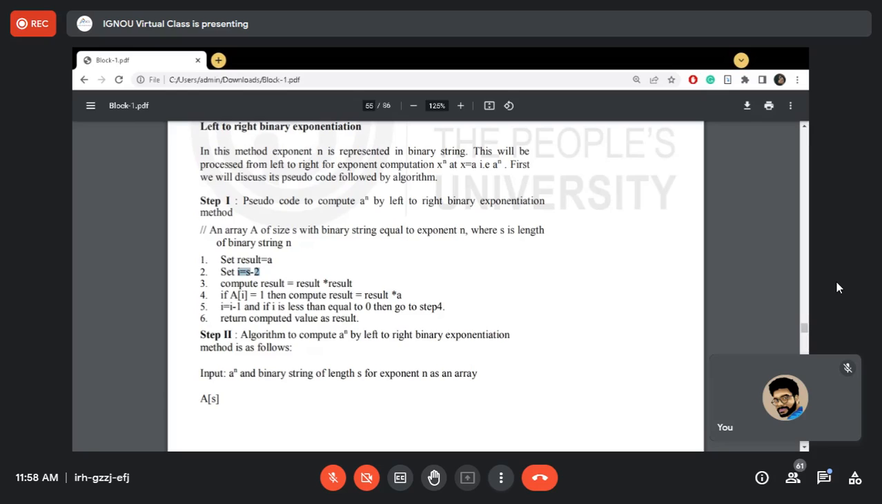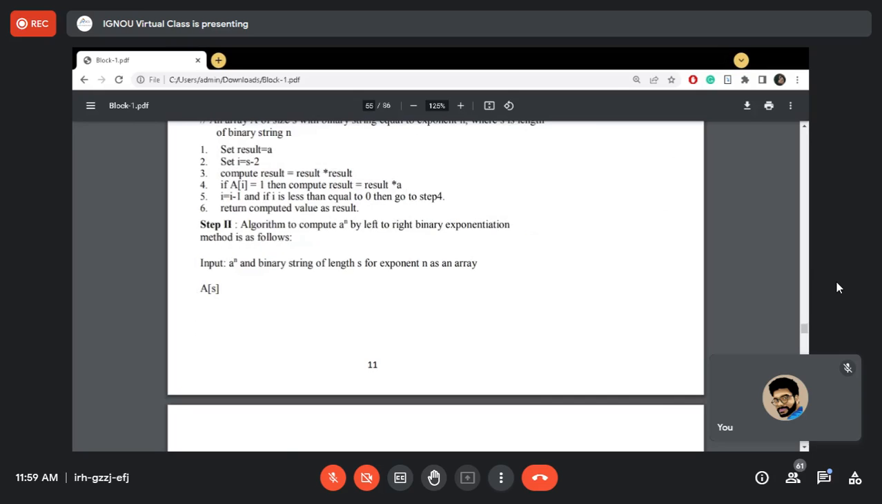Then you have to set I equal to S minus 2. Why do we write S minus 2 here? We will see this in the example, when we take some binary value. So I is equal to S minus 2, that means total length minus 2.